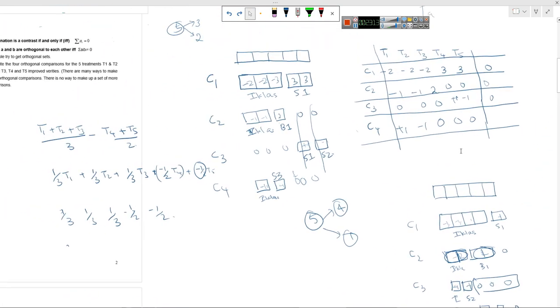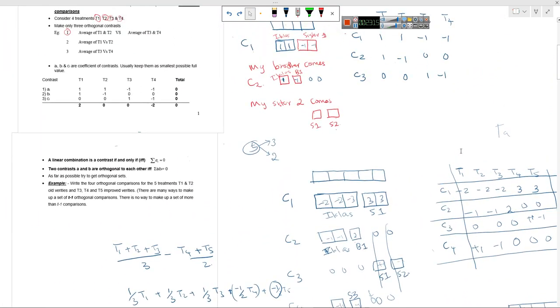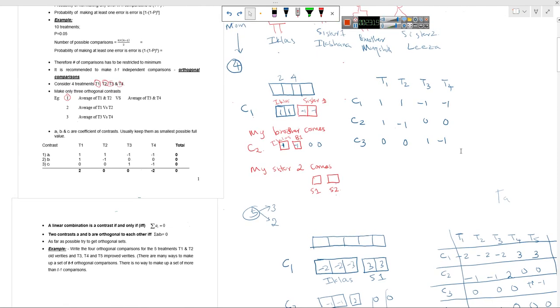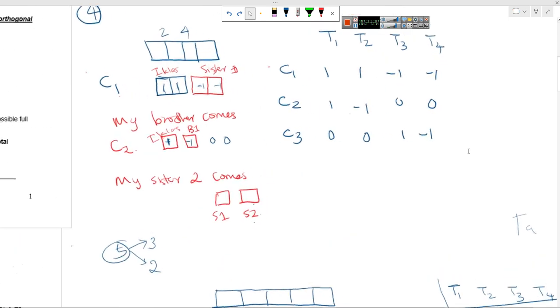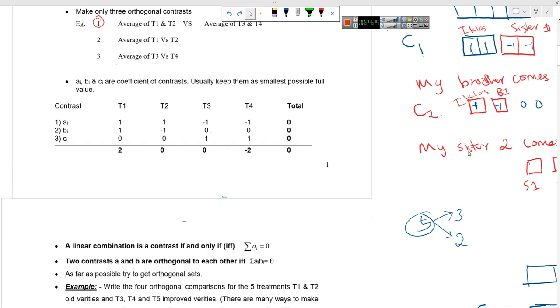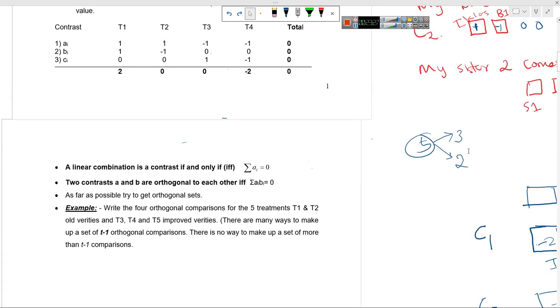Now we will go to the lecture material. Okay. Right. Now they are telling, a linear combination. So these are called linear combination. Linear combination means linearly we are writing, right? So T1. So these are called coefficients of the treatment.